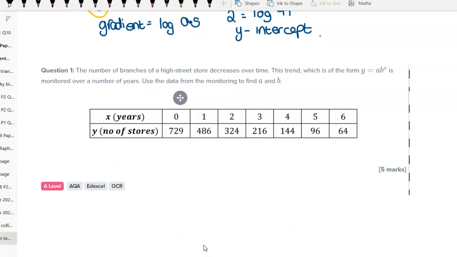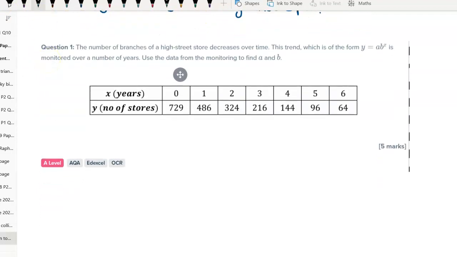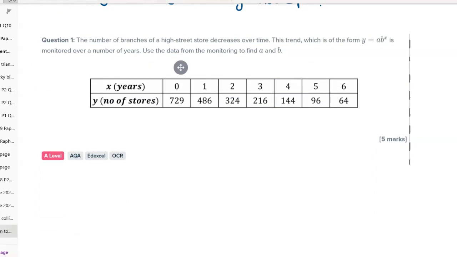I've got one. So this is an AQA exam question. The number of branches of a high street store decreases over time. This trend is of the form y equals ab to the power x. So they're telling you what form it's taken. It can be monitored over a number of years, and they want you to find a and b. Right, so the way to do this is to reduce it to linear form.